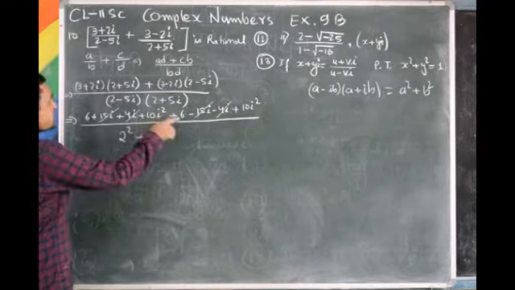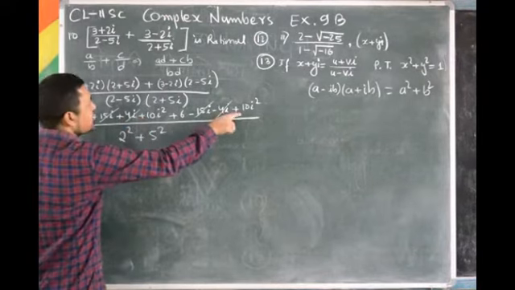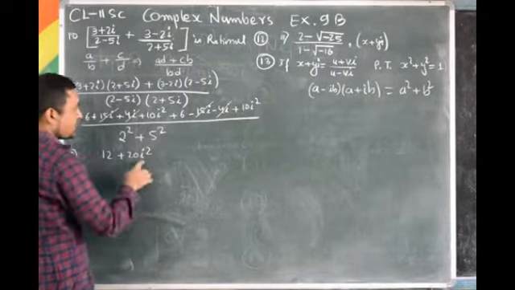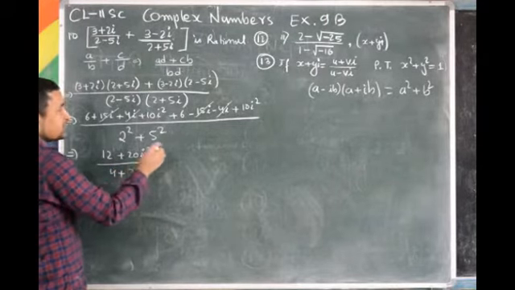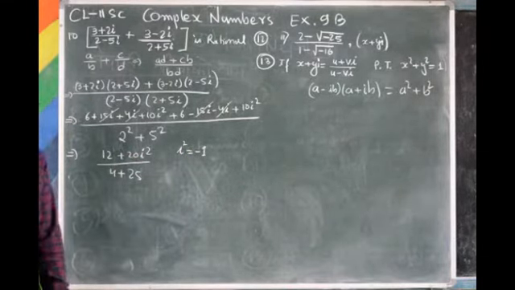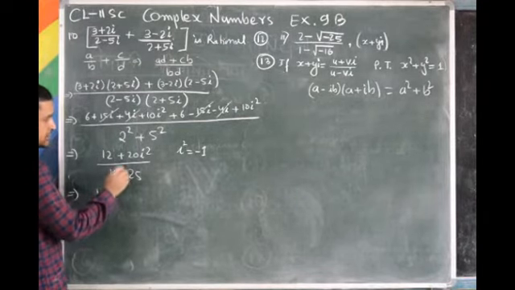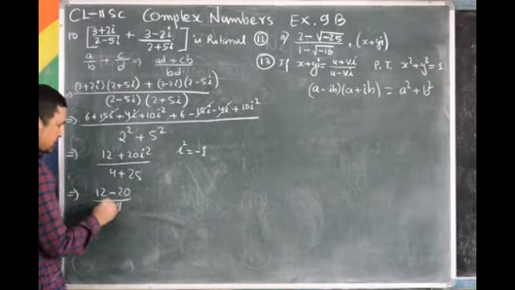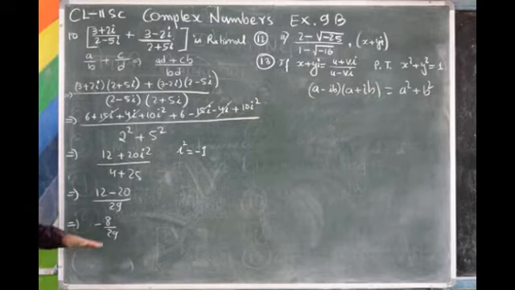Now 6 plus 6 is 12, then 10i square plus 10i square is 20i square, divided by 4 plus 25. Then what is the value of i square? The value of i square is minus 1. Now replace this i square by its value, minus 1. Now this is 12 minus 20 divided by 29. Then this is minus 8 divided by 29, which is a rational number.